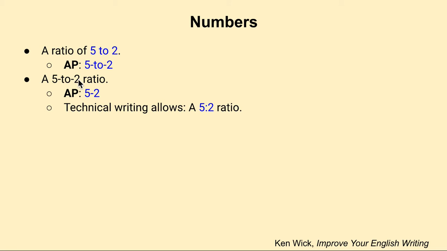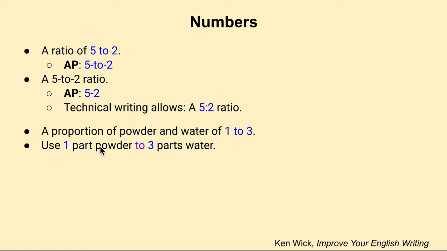Oops, I guess it should have been in blue. Sorry about that. And technical writing also allows a 5:2 ratio. This is probably how I would write it for my engineering practice. I would write a ratio this way. Even if someone wrote it the other way, I'd understand it. A proportion of powder and water of 1-to-3. So once again, we're using figures for the proportion. Use 1 part powder to 3 parts water. Once again, this is a proportion. Since these are proportions, we use figures and words.